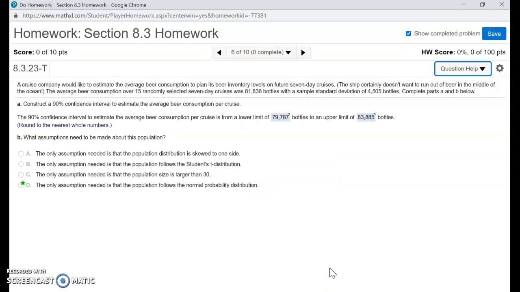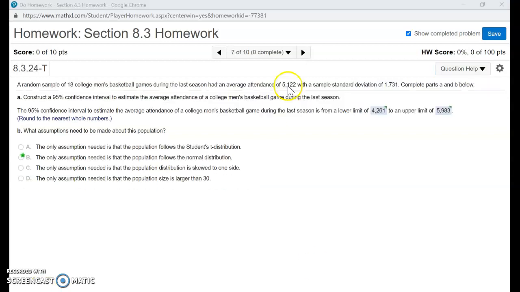What assumptions need to be made about this population? Well, that the population follows the normal distribution. Okay, question 7, you're going to work the same way. Your Excel is going to give you the width of what you need to add and subtract from the mean.